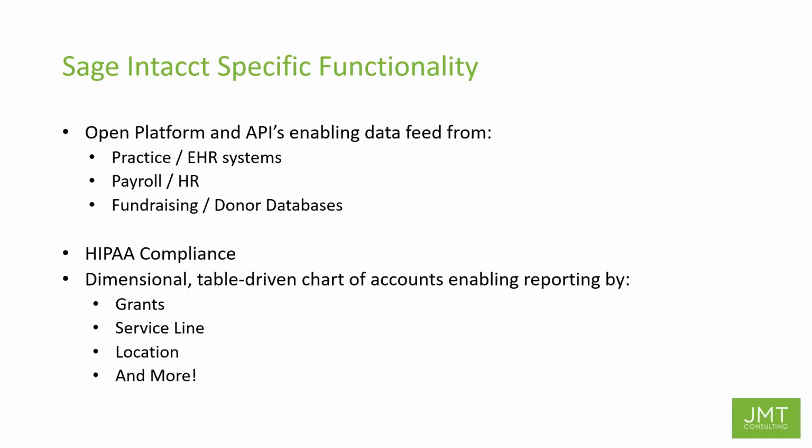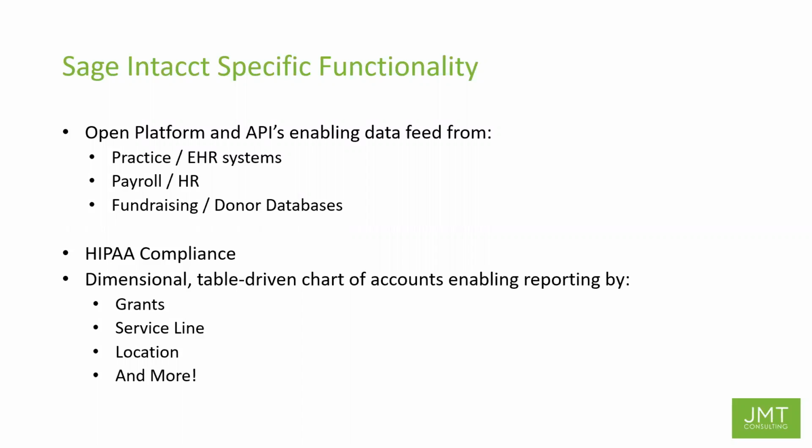So specifically what it does is it has an open platform, and it has APIs that enable you to get data from other sources. I mentioned EHR systems. Every health center does their billing over in their EHR. Maybe you just want to send a general ledger file over with your revenues or your receivables over to your general ledger. Sage Intacct has an open API enabling that. Every organization obviously has to do payroll. There are many, many great payroll providers out there. Sage Intacct's open API allows that to pull in, and even fundraising and donor database.